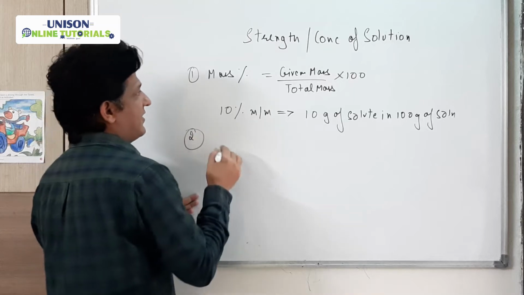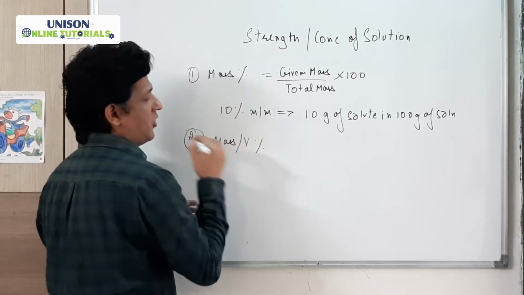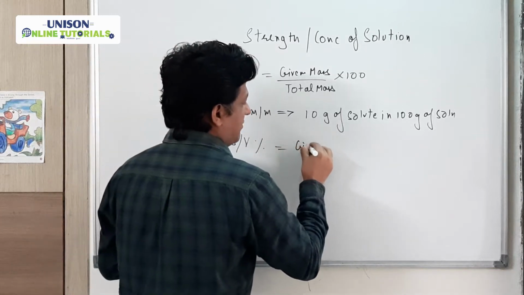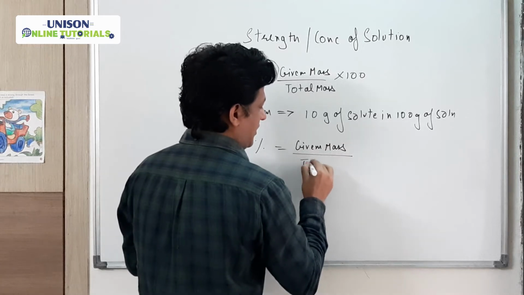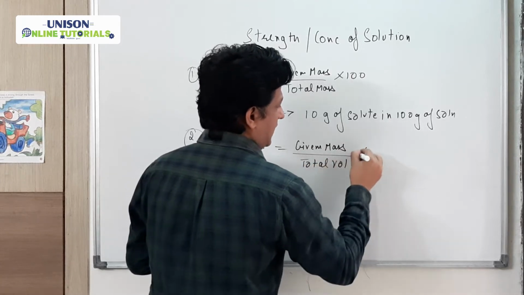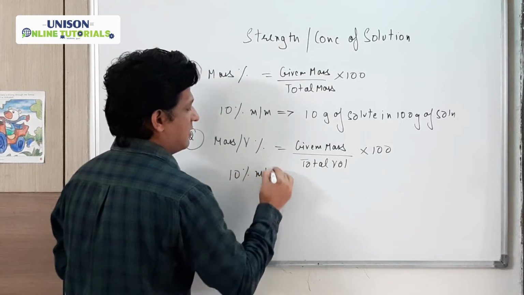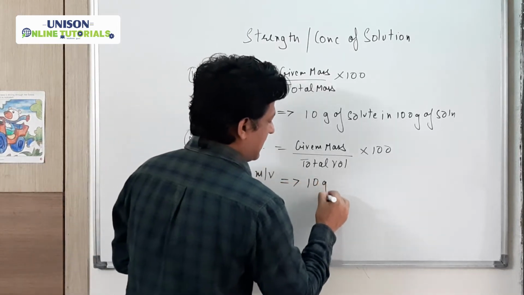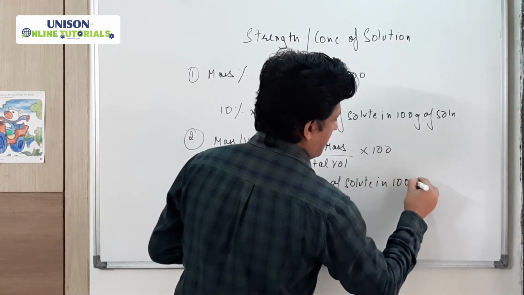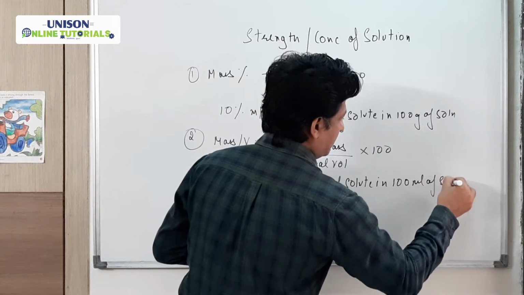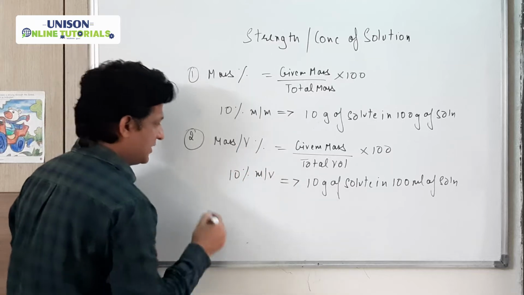Now, if we have mass by volume percentage, that is given mass by total volume into 100. So if it is 10% mass by volume, then it means 10 gram of solute in 100 ml of solution. Clear? So this was your mass percentage, this was mass by volume percentage.